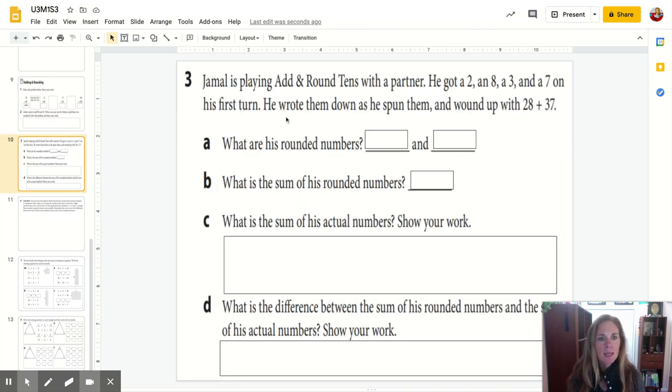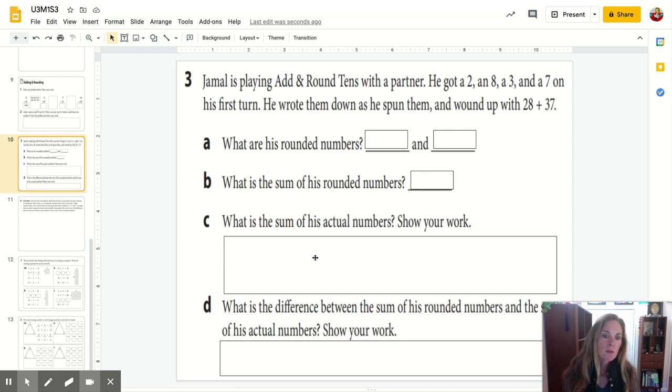On slide 10, Jamal is playing add and round tens with a partner, which we just learned. He got a 2 and an 8 and a 3 and a 7 on his first turn. He wrote them down as he spun and wound up with 28 plus 37. Round these numbers to the nearest 10. So 28, you're going to put the rounded number here, and the 37, you're going to put the rounded number here, and then you're going to add them together and put the sum here.